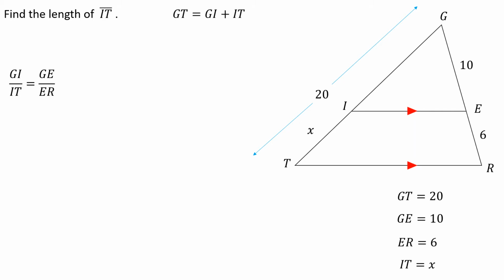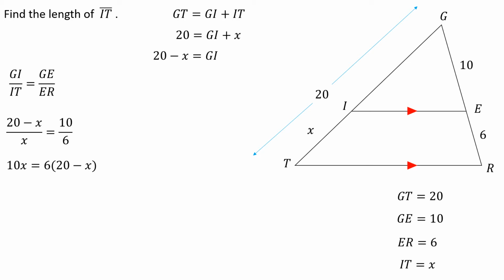Now, if you look at the diagram, we're missing what on earth is GI? Well, I know GT is GI plus IT. And I know GT is 20. I know IT is X. So what on earth is GI? Well, it's got to be 20 minus X. So GI is 20 minus X. IT is X. GE is 10. And ER is 6.